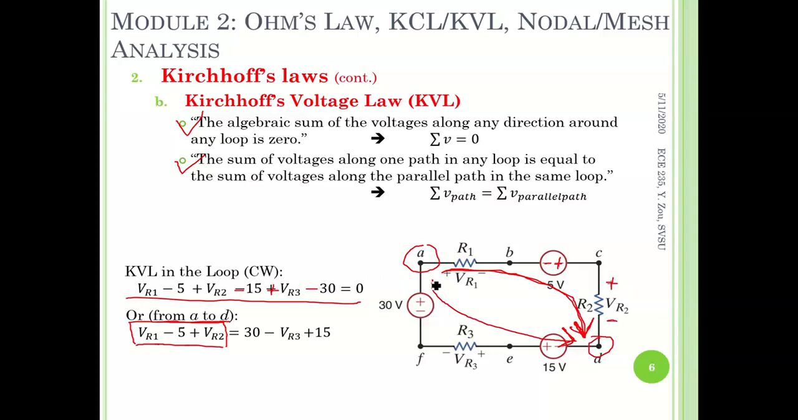Let's see the second parallel path, also from A to D. Along this direction, we come across positive, negative 30, so it's a positive 30. Of course, this is already on the other side of the equal sign. Next we come across negative, positive VR3, so it's a negative VR3. The last one is positive, negative 15, so positive 15. Sum them together at the other end of the equal sign. These two are the same, according to the second statement here.